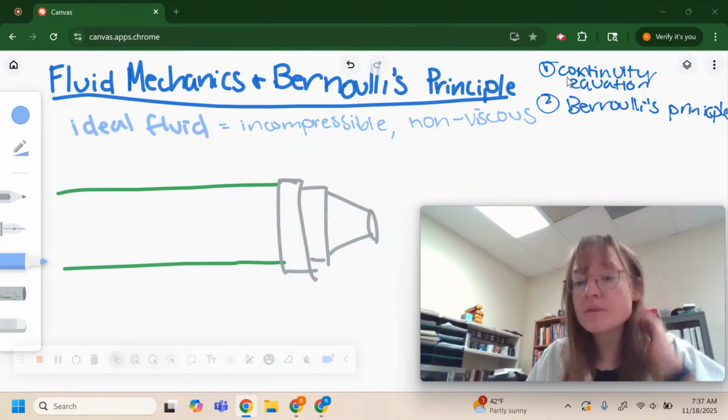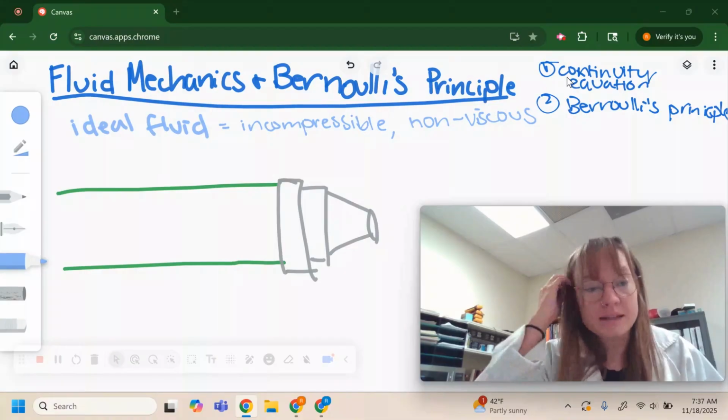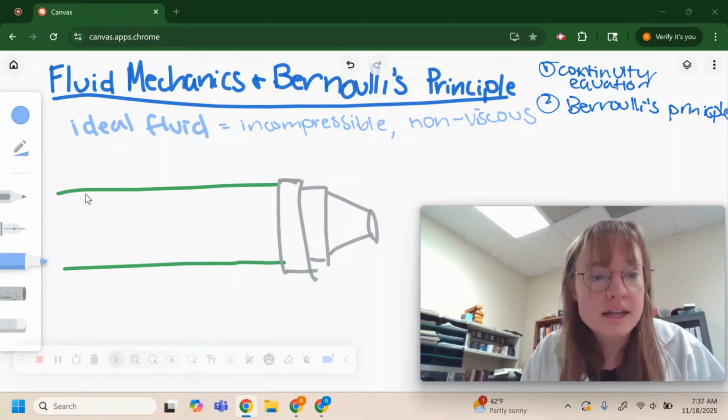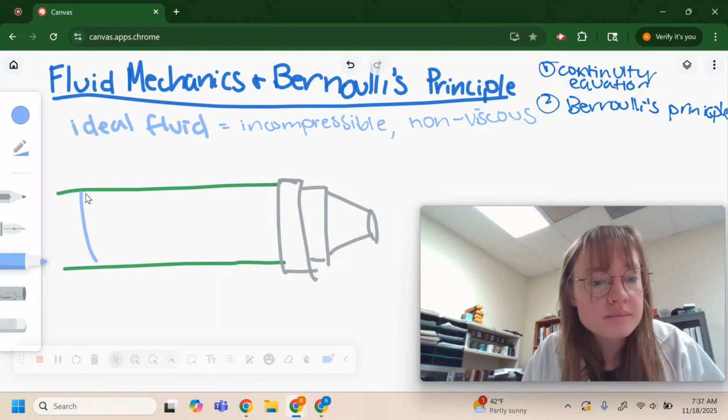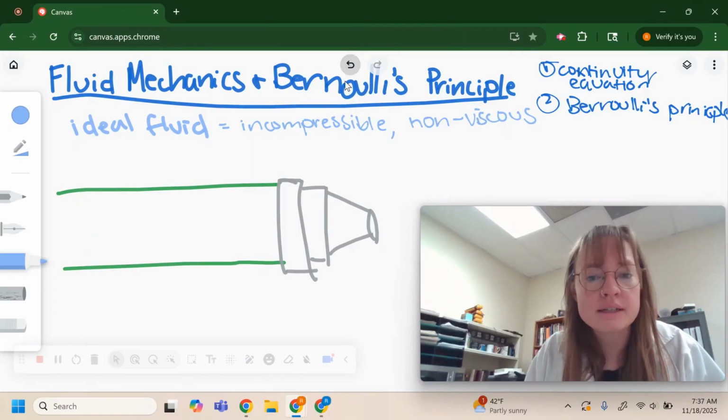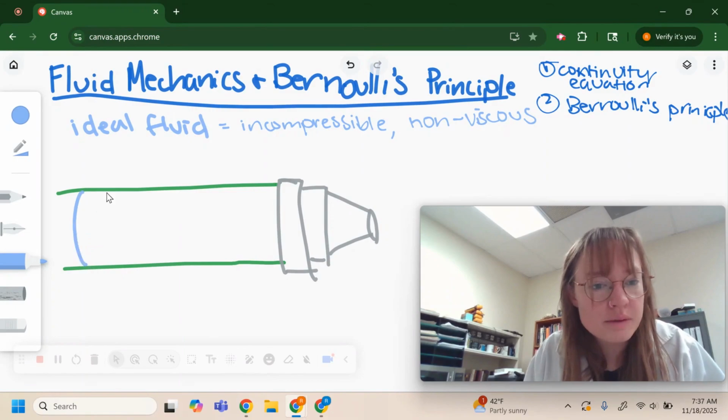Now, the continuity equation is basically a restatement of conservation of mass. So here's what it says. It says if you have a certain amount of fluid here that is passing through this space. Actually, I'm going to redraw it. Okay, I'm drawing it like this.